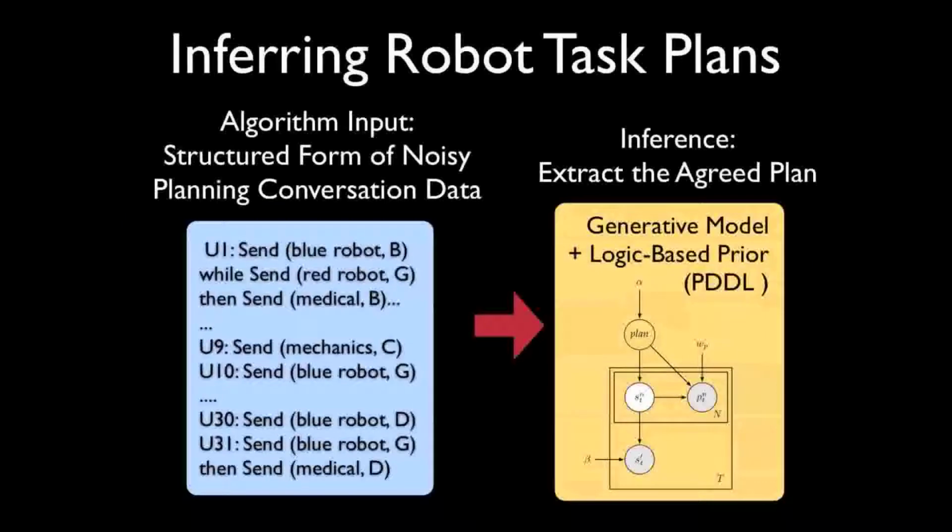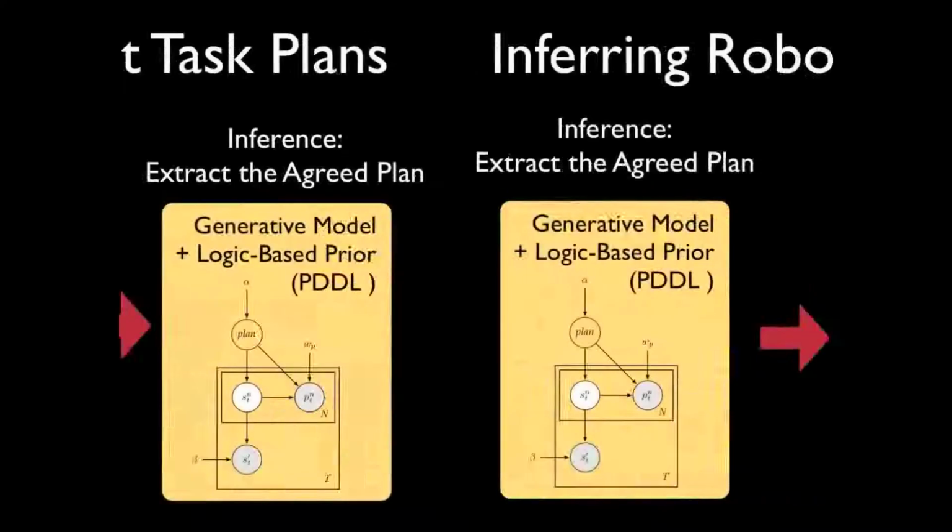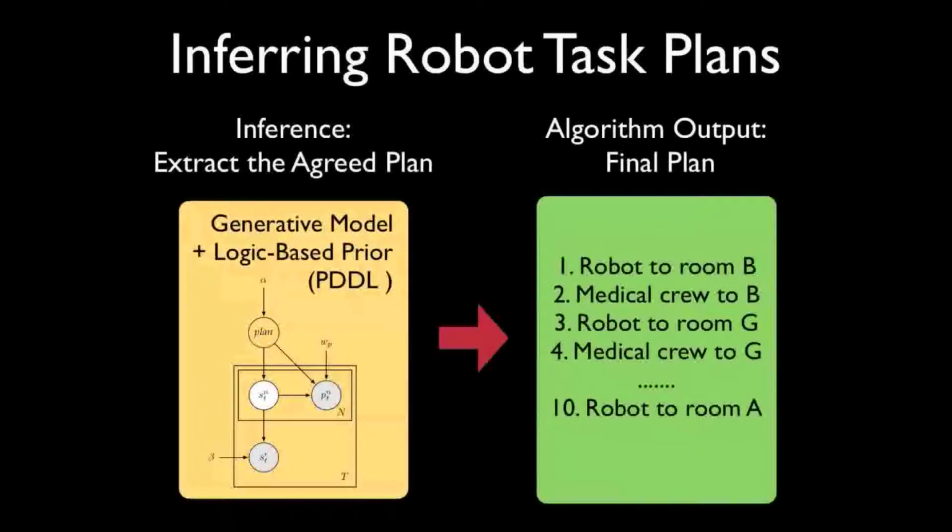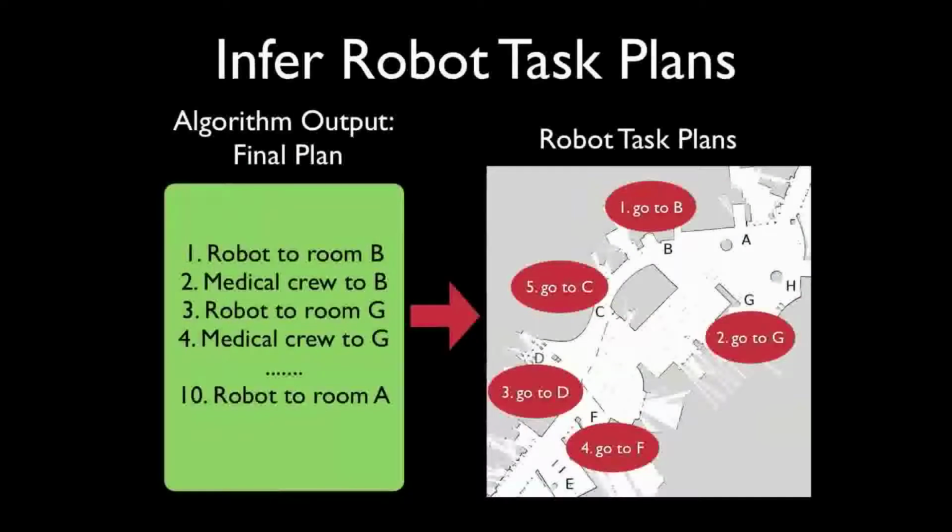Our approach combines probabilistic generative modeling with logical plan validation used to compute a highly structured prior over possible plans. This hybrid approach enables us to overcome the challenge of performing inference over the large solution space with only a small amount of noisy data from the team planning session. The output of the algorithm is a distribution over plans. The most likely plan is delivered to the robot for execution.